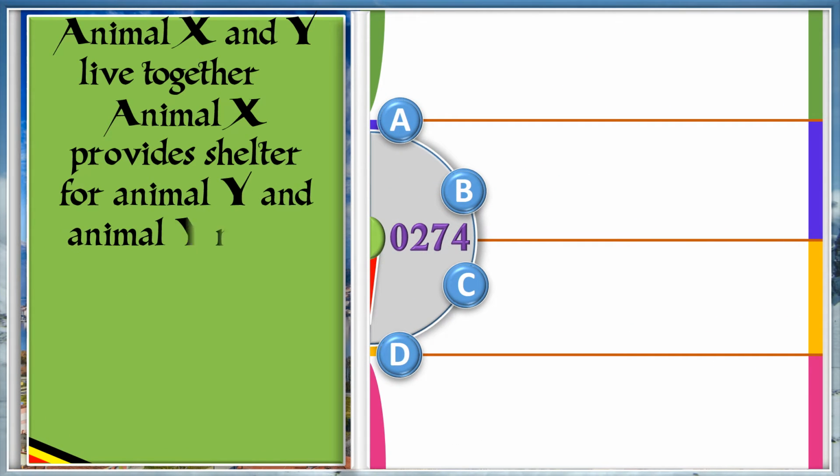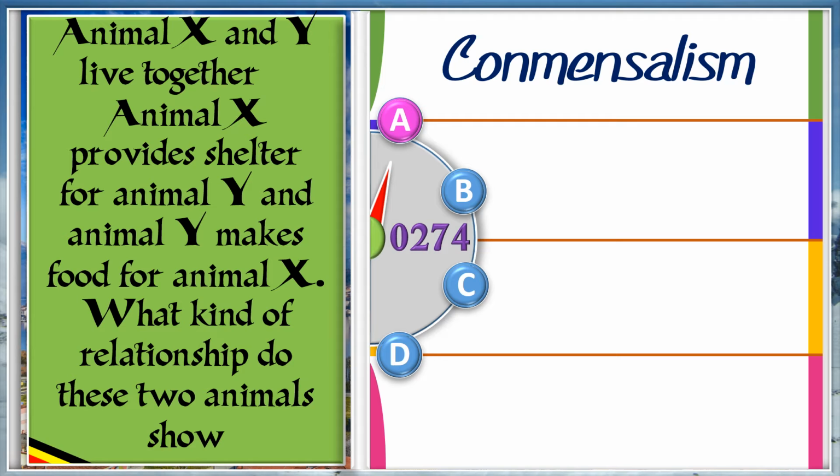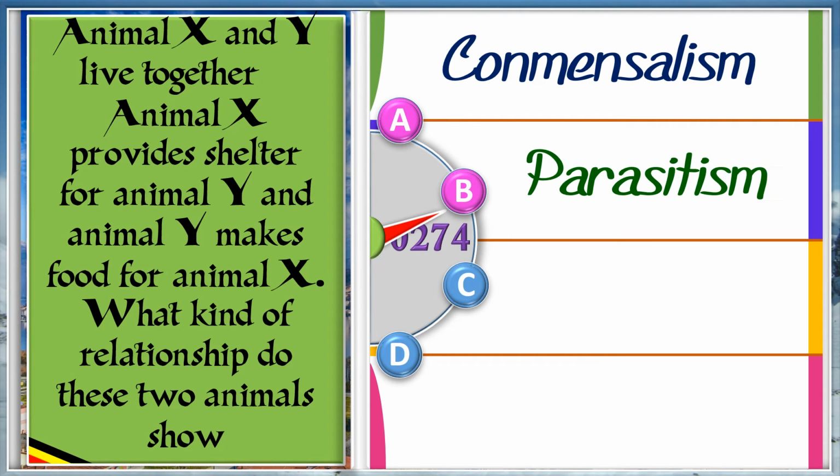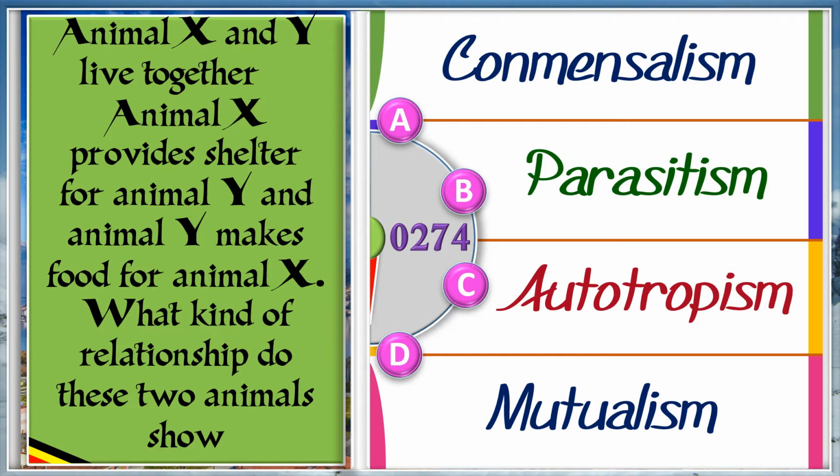Animal X and Y live together. Animal X provides shelter for animal Y, and animal Y makes food for animal X. What kind of relationship do these two animals show? A. Commensalism. B. Parasitism. C. Autotropism. D. Mutualism. And the answer is D. Mutualism.